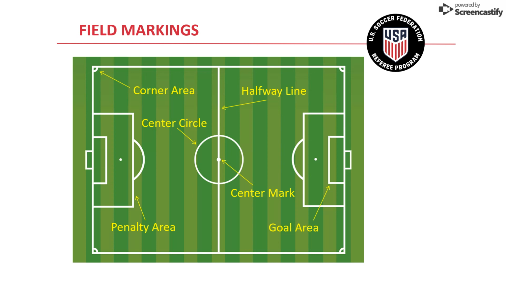As with field size, the rules of the competition will determine what field markings are used. Some of the most common field markings include the halfway line, the center circle, the center mark, the penalty area, the goal area, and the corner area. Note that not all fields will have these markings, so referees must know what is required by the modified rules of competition. It is also important to know that the lines on the field are part of the area they define. For example, the boundary lines are still part of the field of play. This is why the entire ball must entirely cross one of these lines before being out of play.